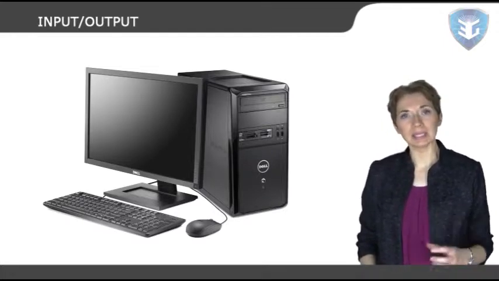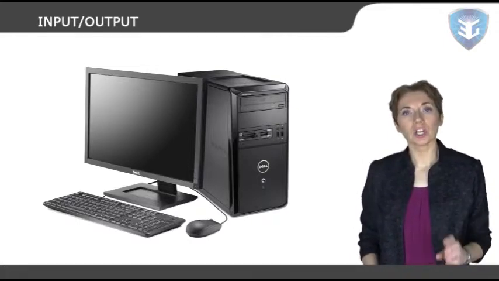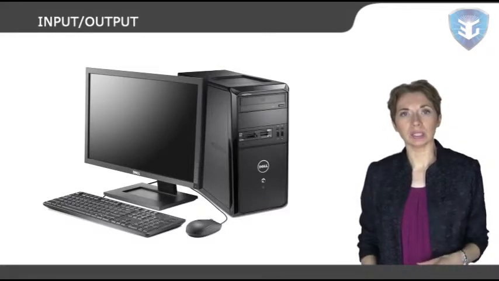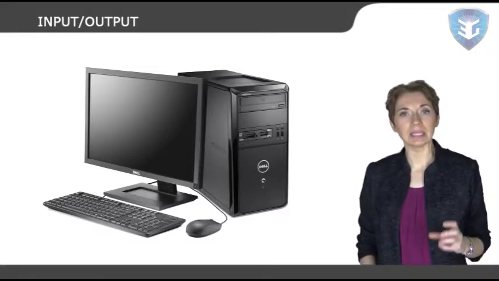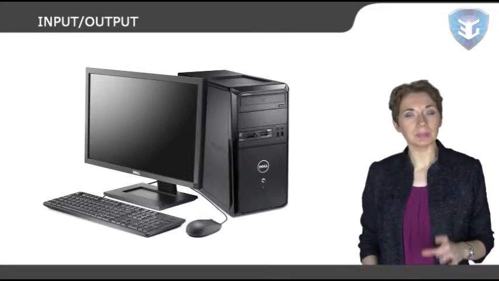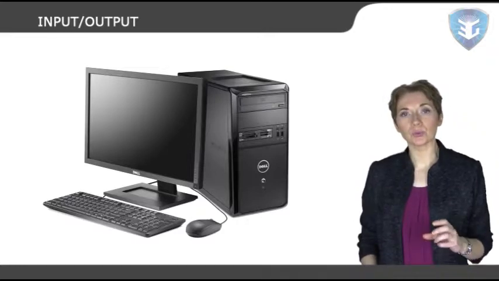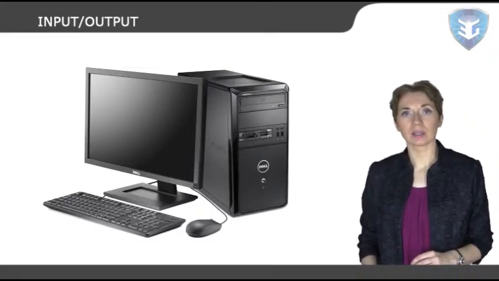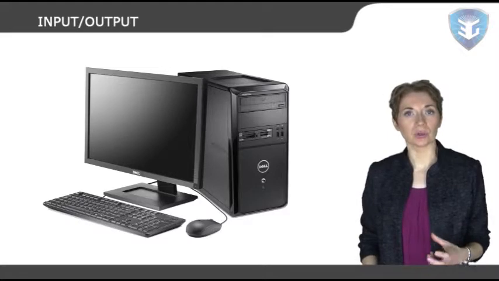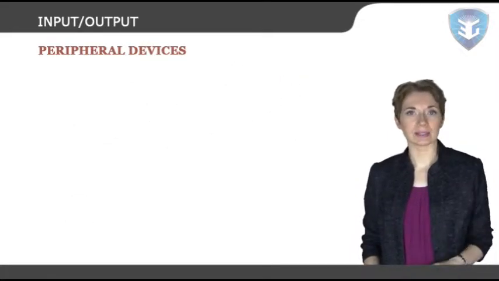For example, a keyboard. An instruction that reads a character from the keyboard should be executed only when a character is available in the input buffer of the keyboard interface. The processor repeatedly checks a status flag to achieve the synchronization between processor and I/O device, which is called program-controlled I/O. Let's now discuss peripheral devices.